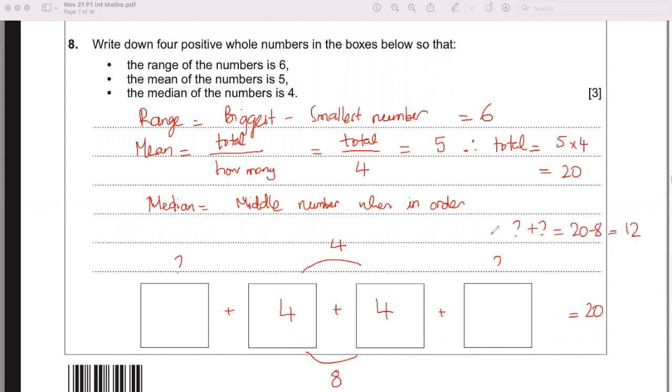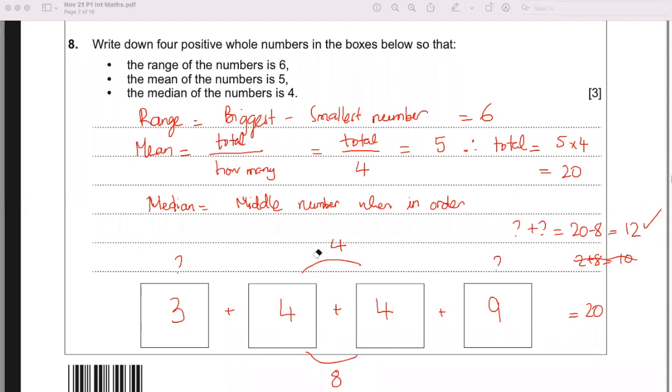Okay, so I can try different numbers. Say if I tried 3, because this is in order, it has to be less than 4. My range has to be 6, so I add 6 on it. 3 plus 6 is 9, and 3 plus 9 is 12, so that is also correct. But if I try 2 here and 8 here, 2 plus 8 will be 10, and that won't work. So your set of numbers will be 3, 4, 4, 9.